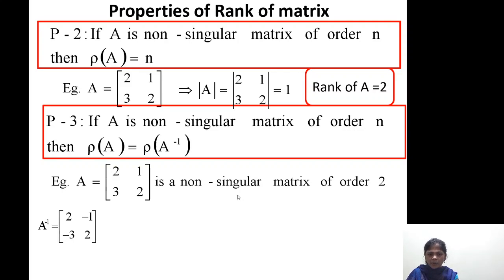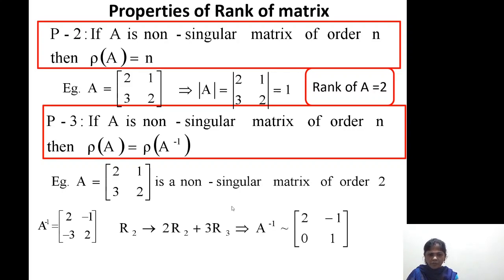Let us find A inverse by the adjoint method. How to find the inverse by the adjoint method? So we will first find the adjoint. For this, as it is a 2 by 2 matrix, just interchange the diagonal elements and change the sign of the remaining elements. So we get the adjoint as matrix 2 minus 1 minus 3 2, divided by the determinant of A. The determinant of A is 1. So therefore, in this case, A inverse is the same as the adjoint of A. Let us find its rank.